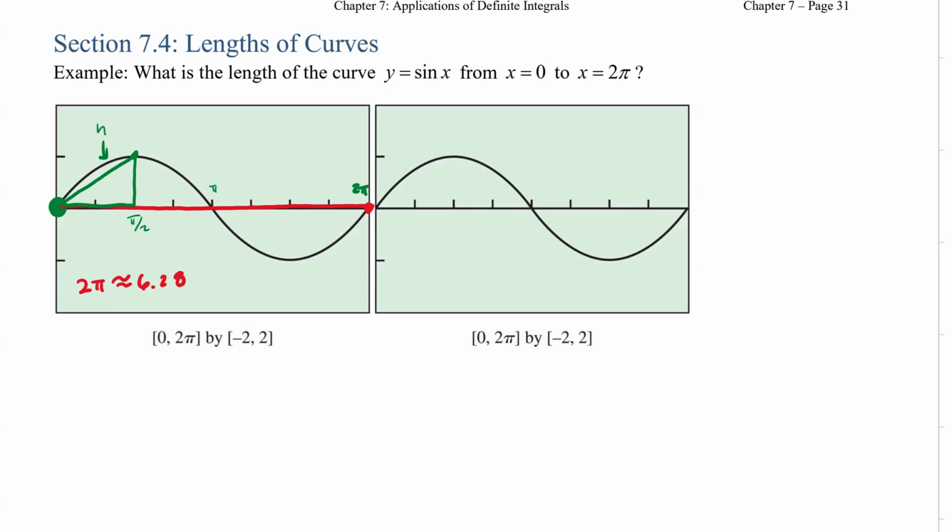This hypotenuse, I'll call h, is the square root of pi over 2 squared, and then the height of this triangle is 1, so plus 1 squared. And so that could be a pretty good estimate. Let's go to the calculator and find out what that value is.